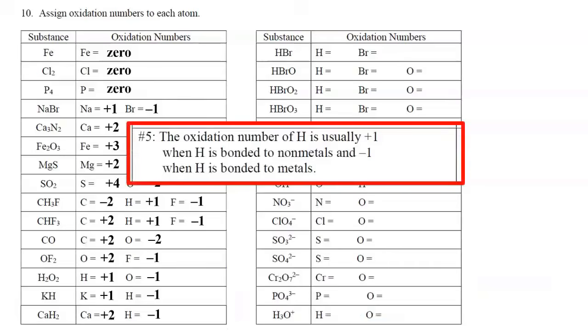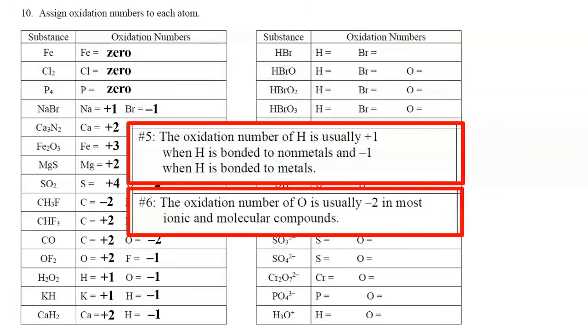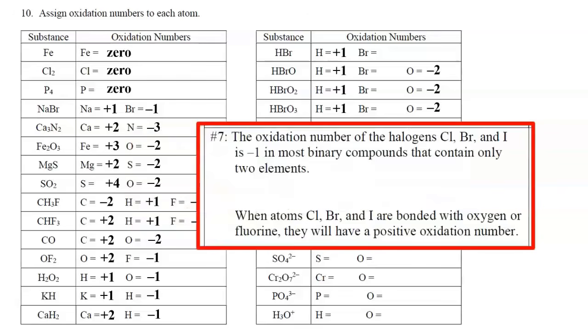In our next set of compounds, we have HBr, and then HBrO, HBrO2, HBrO3. So what's going to happen is the bromine is going to change its oxidation number as we kind of move down this set. Hydrogen is normally +1 when bonded to nonmetals. Oxygen is normally -2 in most ionic and molecular compounds. So let me go ahead and fill in the oxidation number for hydrogen and oxygen in this set of 4 compounds. Now, in the first example, HBr, if H is +1, bromine would have to be -1.